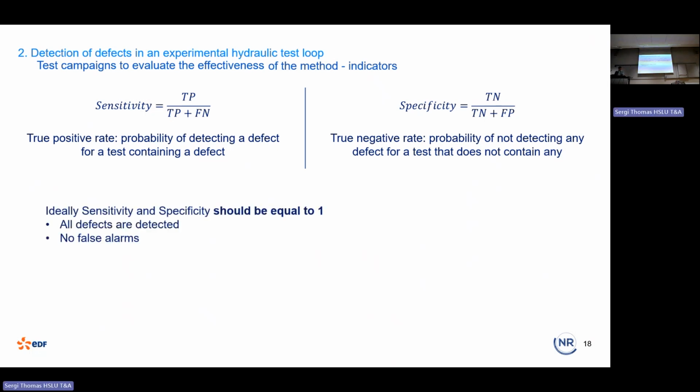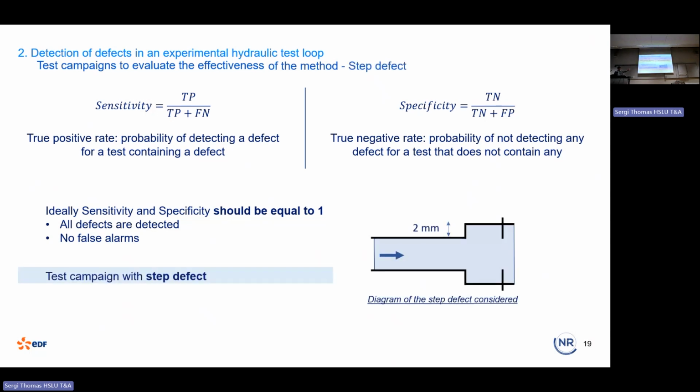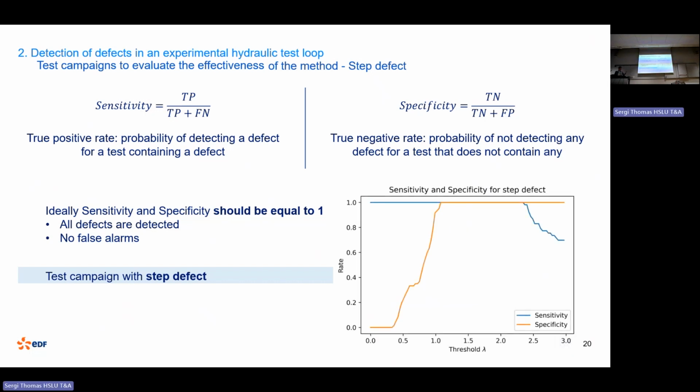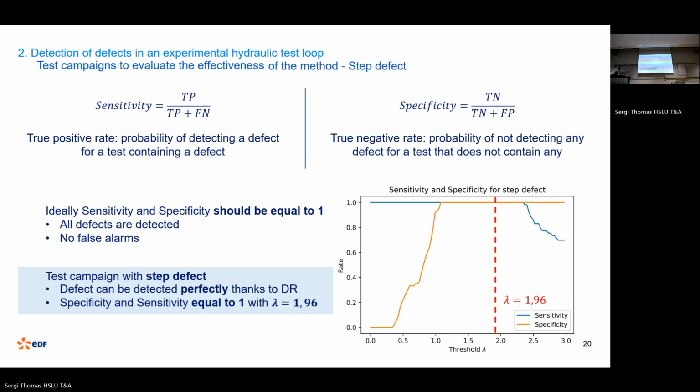So let's try it on a test campaign and see what we can see. For instance, the step defect, which has the greatest impact on the process, should be detected. If we compute sensitivity and specificity for every test campaign and compare to the default threshold of 1.96, we see that indeed we have a perfect diagnosis because sensitivity and specificity are equal to 1. But one can wonder, is there always a perfect diagnostic?